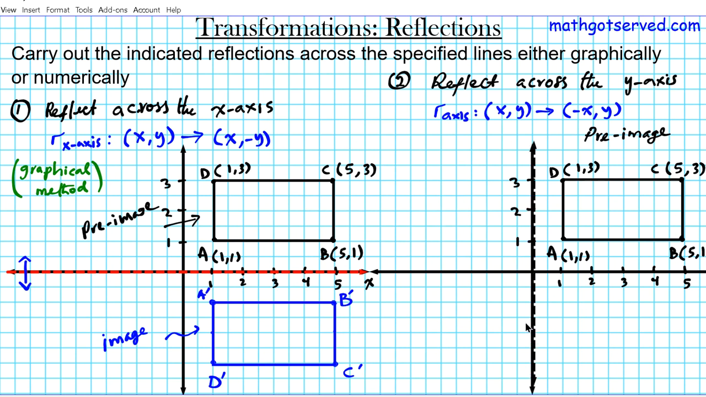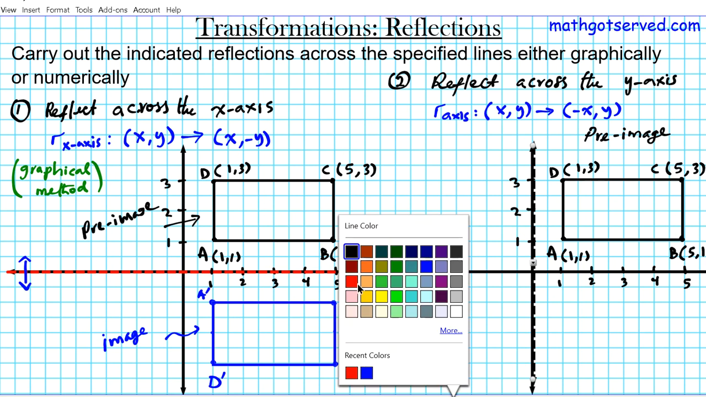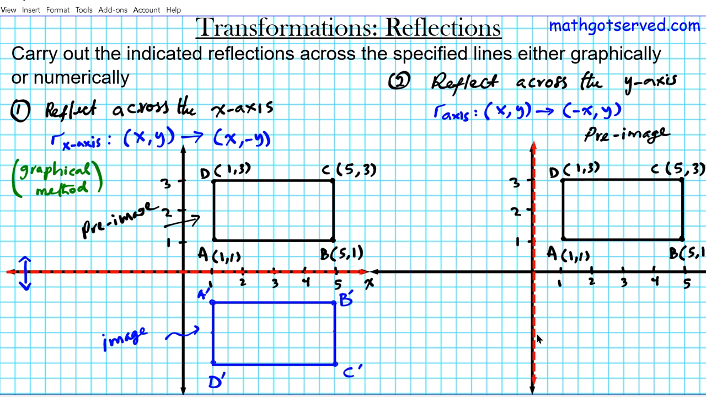Okay, let's change the color here. Let's make it red. So there goes our line of reflection. So can you visualize where the image is going to be? If you have a mirror against the wall, of course, your image is going to be reflected in the mirror, right? So we're going to be reflecting in the direction of the mirror. So what we're going to have, since we have a vertical line of reflection, our reflection is going to be horizontal.